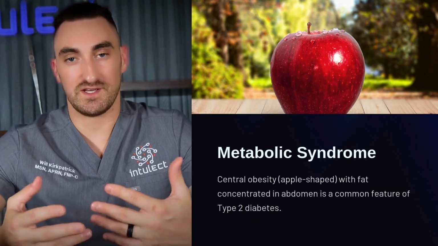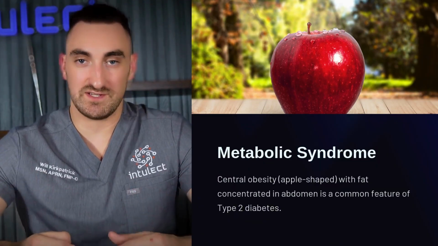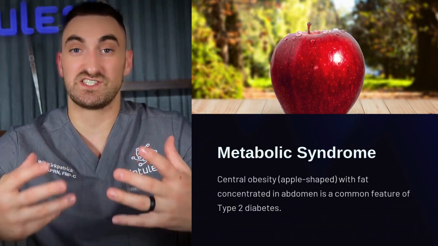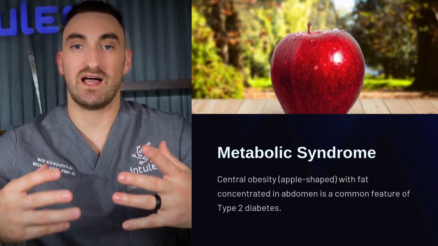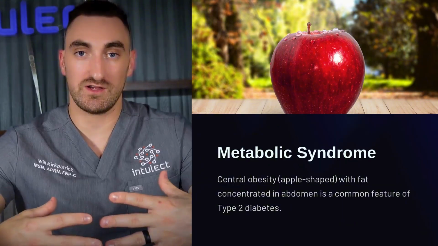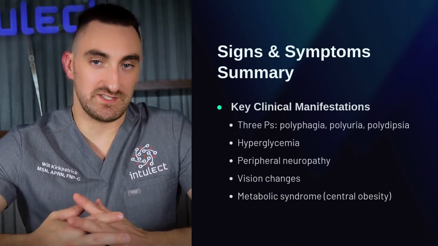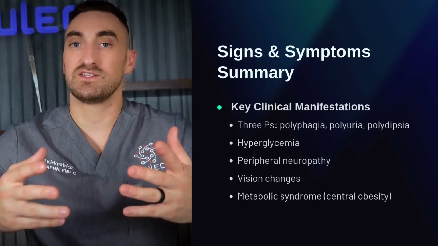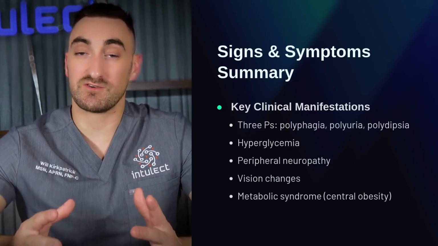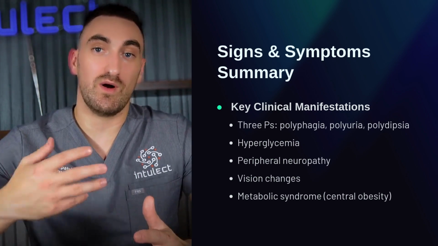And then of course, a sign and symptom that makes it a little bit more obvious, they may have metabolic syndrome where they have central obesity. So a lot of that fat is sitting in their trunk, so their abdomen or in their lower back. That is a common sign and symptom as well of diabetes mellitus. But to summarize the signs and symptoms, really understand the 3 Ps and know why as well.